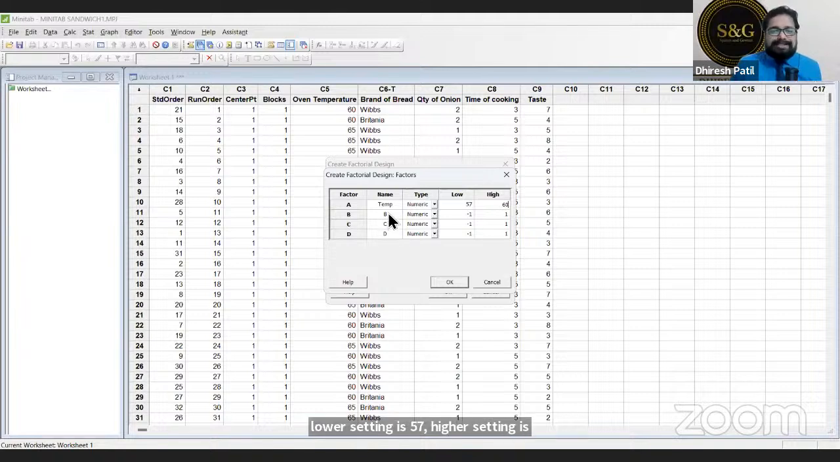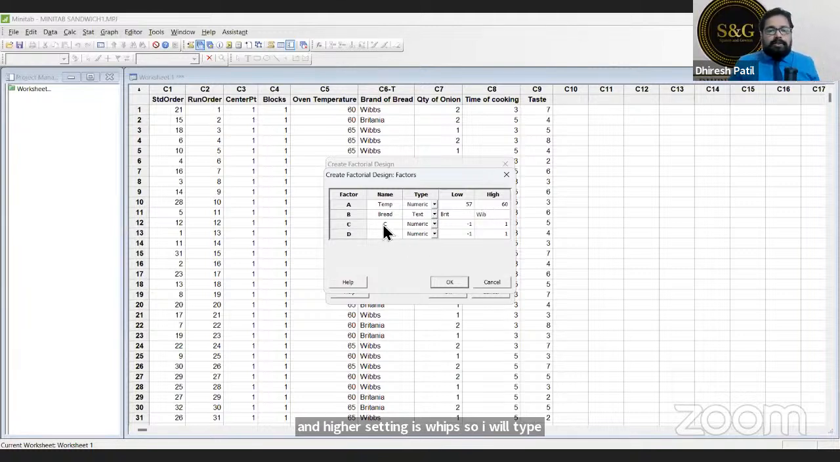Okay. The second one is bread. The type is not numeric, it is text. So the lower setting is Britannia, so I will just type Brit. And the higher setting is WIBs, so I will type WIBs.